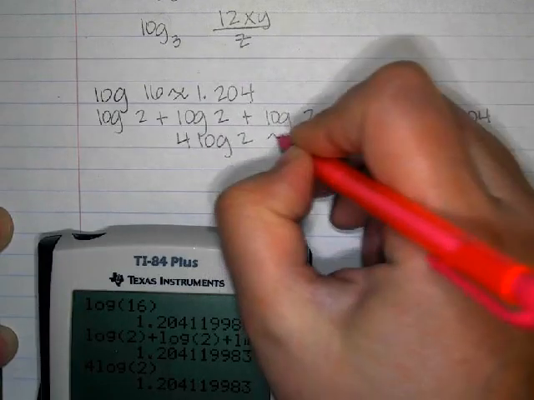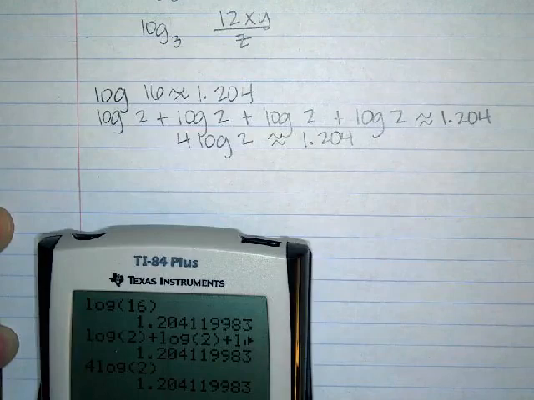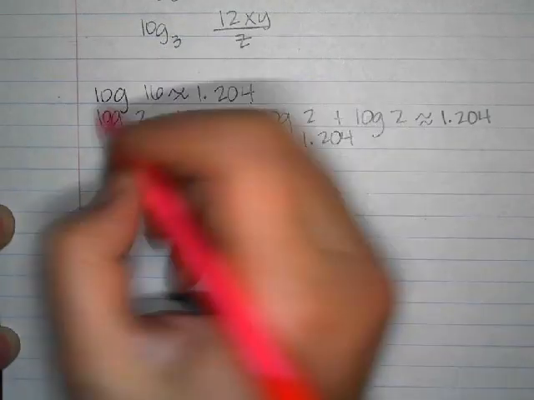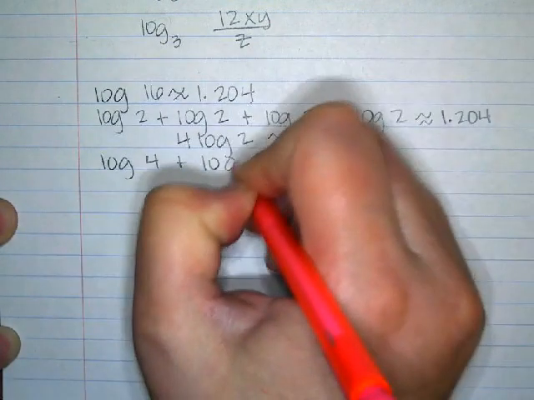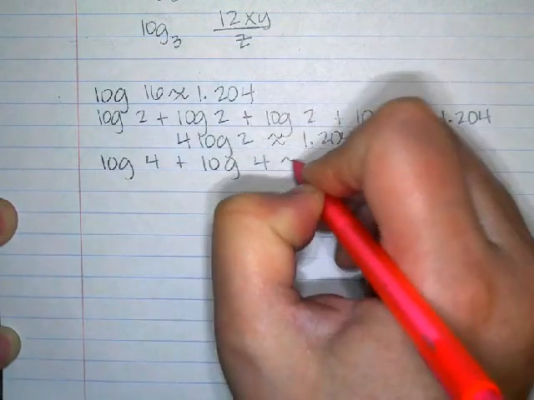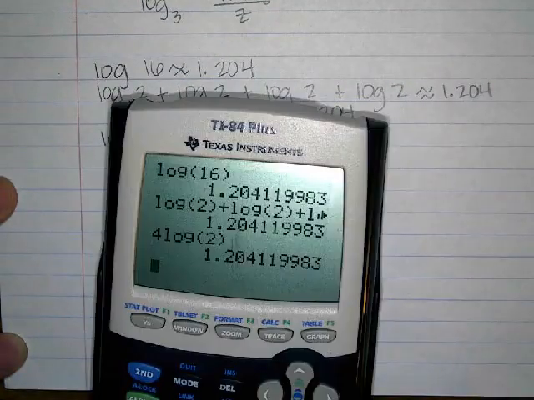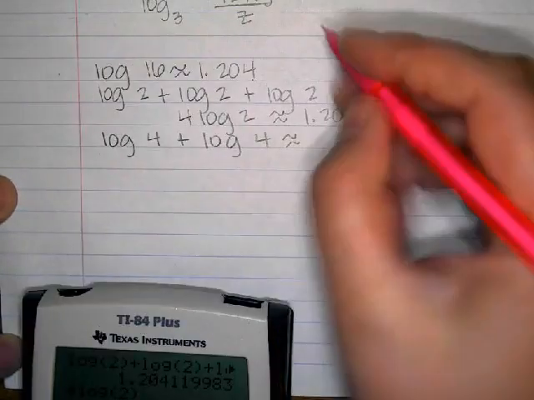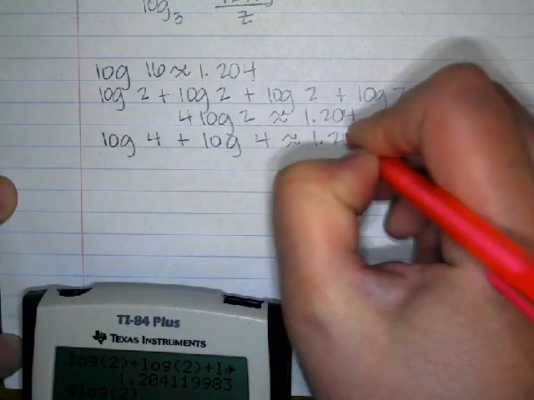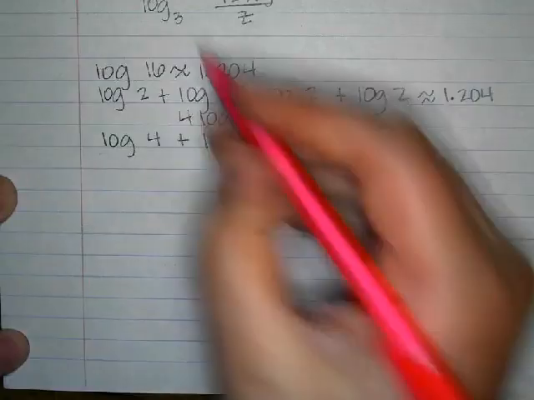Okay. Let's do this again. Let's say I had log 4 plus log 4. Would that also work to give me log 16? Yes, okay. Log 4 plus log 4, 1.204. Now, since I have the same thing twice in a row, I could shorthand this by saying what? 2 log 4, and I would also get 1.204.